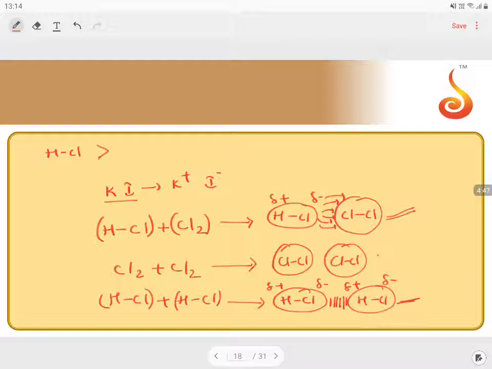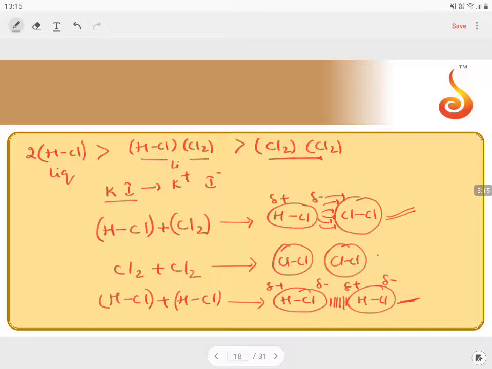So the forces lie in this order. The forces in HCl with HCl are greater than the forces in HCl with Cl2, which are greater than the forces between Cl2 and Cl2. So the forces of attraction present in two HCl molecules are greater than those in HCl and Cl2, and those are greater than those in Cl2 and Cl2. This concludes that HCl can be liquefied much more easily than the other cases. So the liquefaction of these, or the interaction of these, follows the same order.